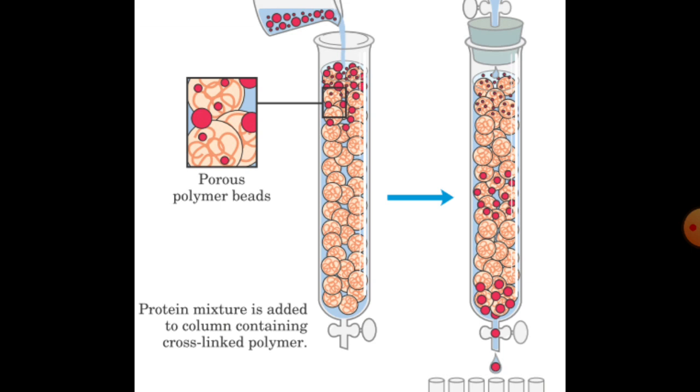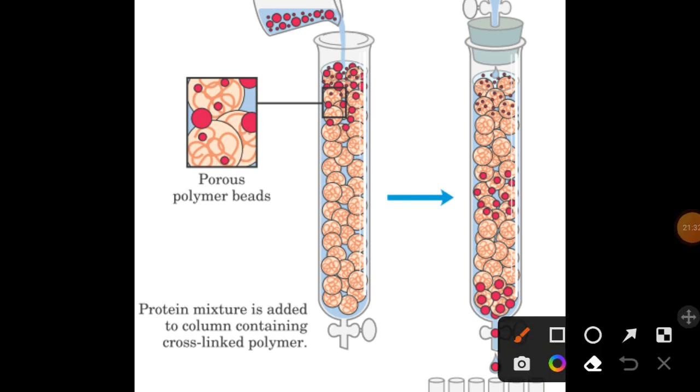size exclusion chromatography provides you a faster separation that column chromatography cannot, a relatively faster separation. Okay, and here the separation is done with more or less good sensitivity. Okay, although it is not too high.